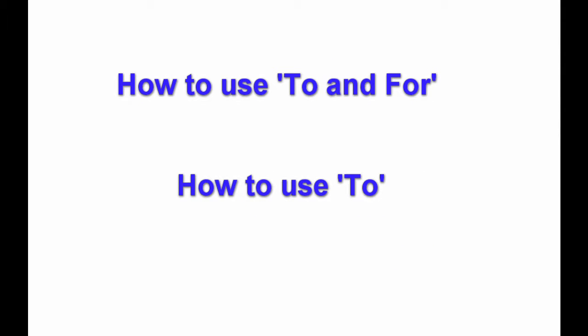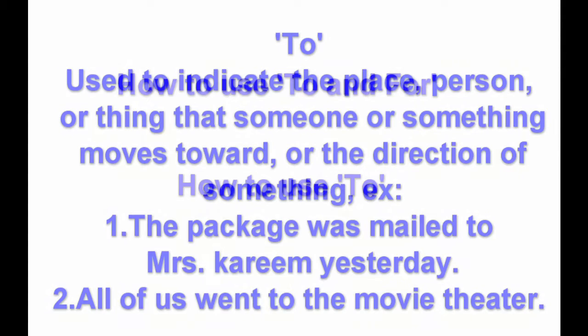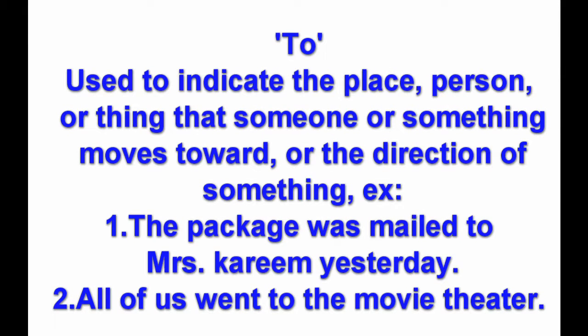To use "to" and "for". How to use "to". "To" is used to indicate the place, person, or thing that someone or something moves towards, and the direction of something. टू इस्तेमाल होता है बताने के लिए जगह, शख्स या चीज़ के जो कोई या कोई चीज़ जा रही हो जिस तरफ, या फिर डायरेक्शन बताने के लिए.